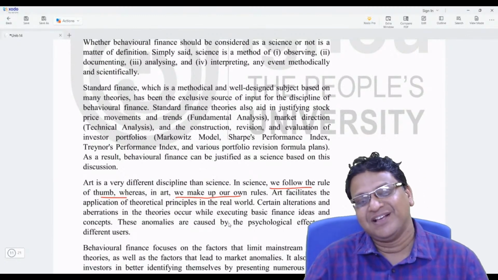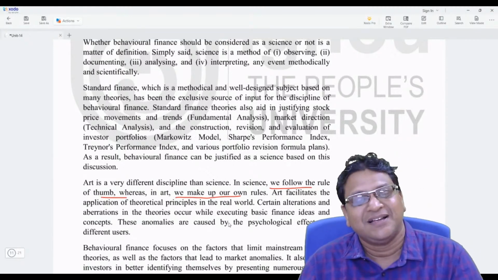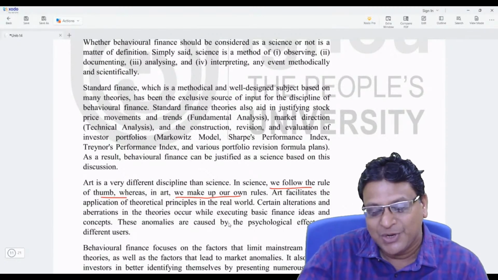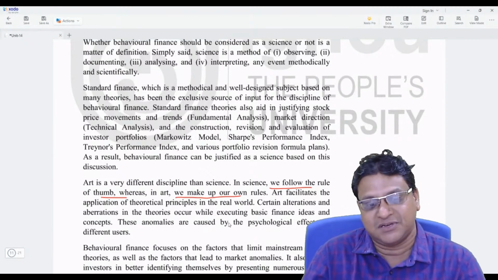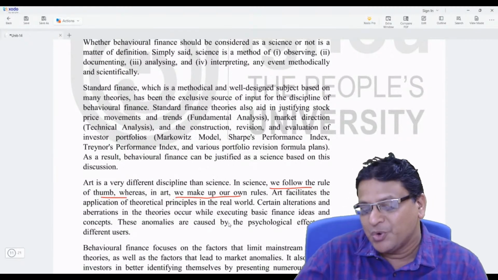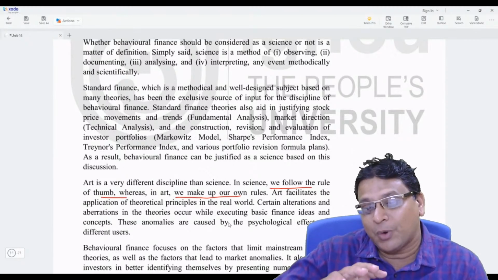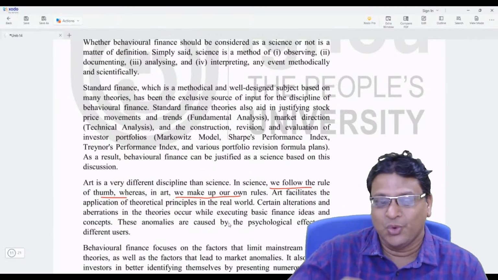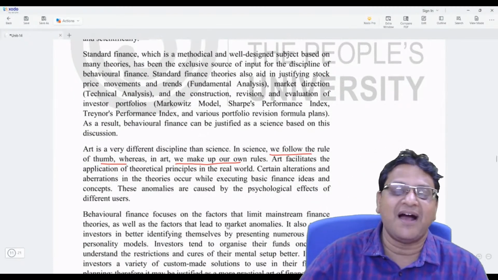That is an art. So behavioral finance is both science as well as art. In behavioral finance, there are certain rules and regulations which we have developed by analyzing the behavior of the investors. But behavioral finance is also an art. We have to judge, there are certain psychological things where we have to make our own interpretation. Everybody will make their own interpretation. So behavioral finance is both a science as well as an art.